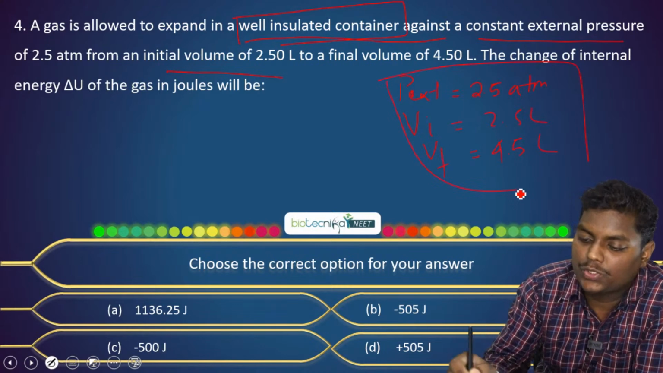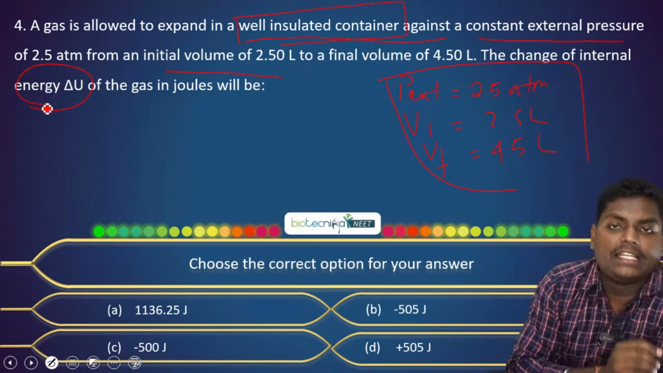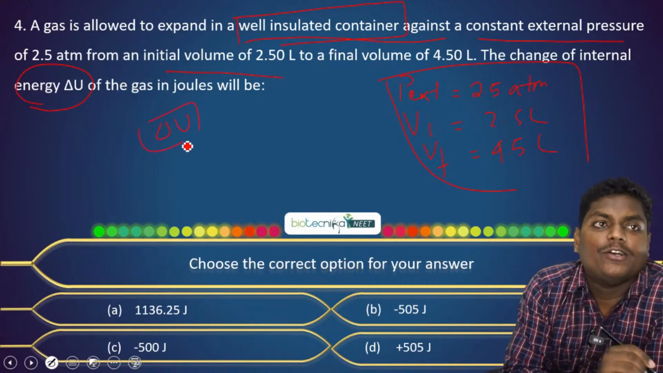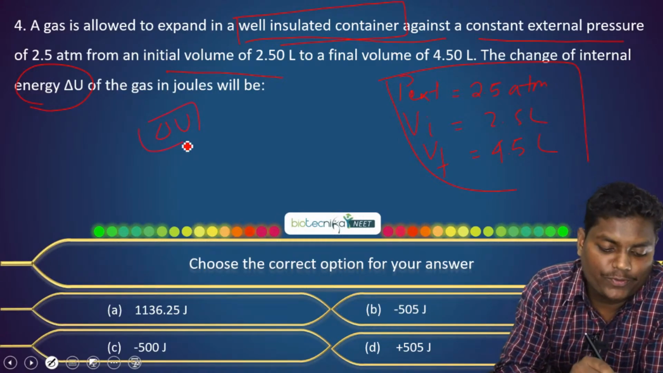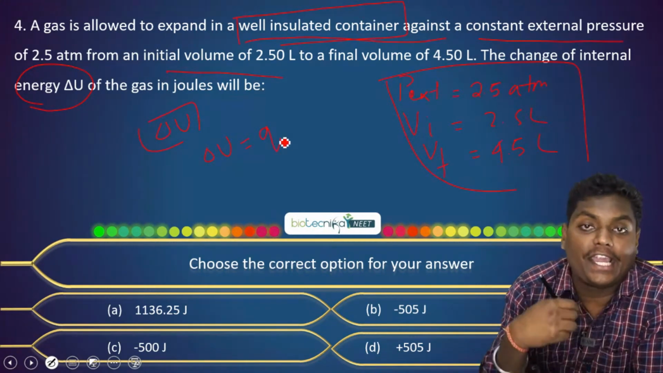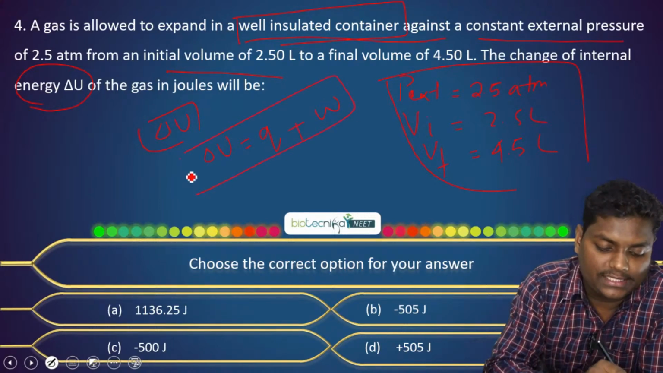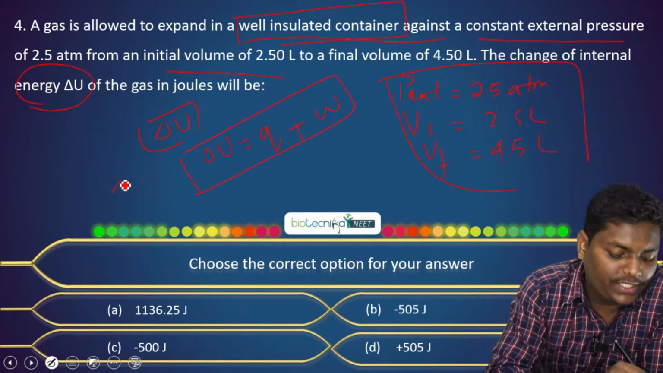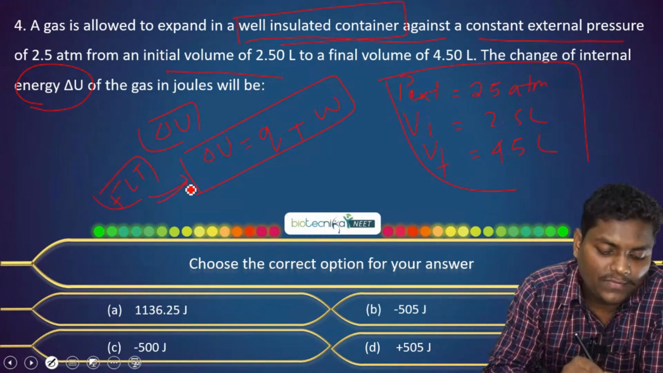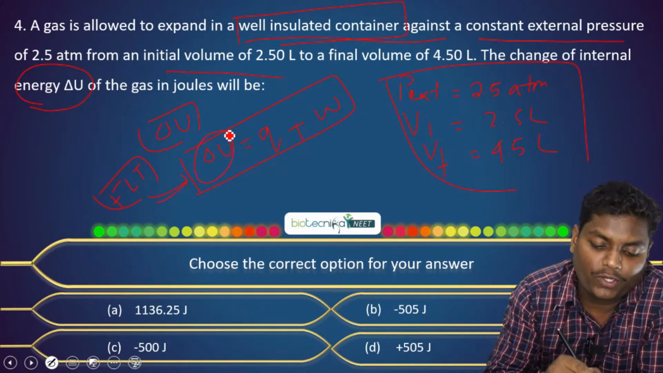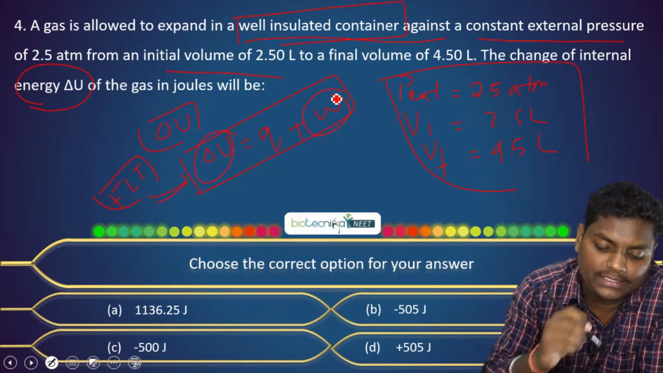Now it has asked us to find the change in internal energy. So what is the change in internal energy? From the first law of thermodynamics, we know the change in internal energy is equal to the heat added into the system plus the work done on the system. The change in internal energy is heat added into the system, it's positive, and work done on the system.